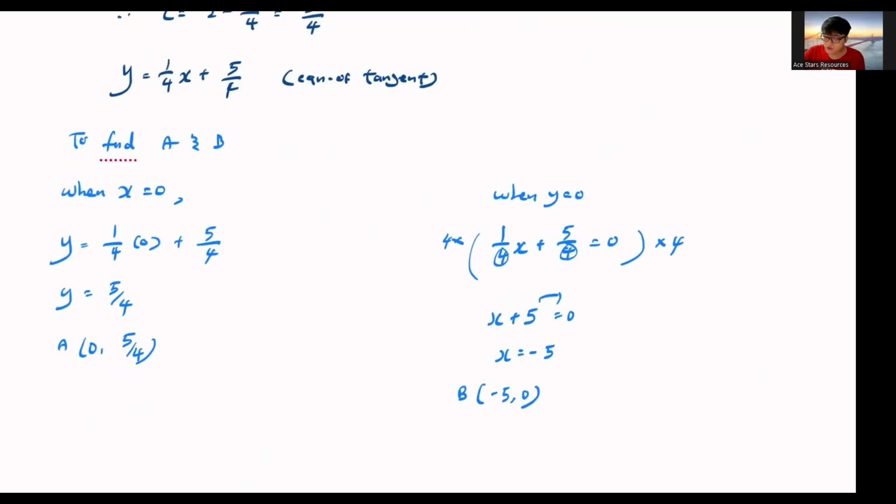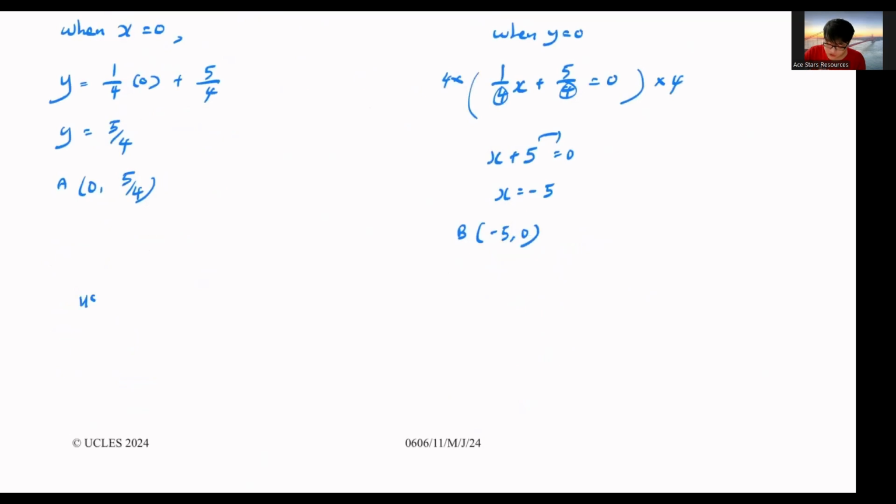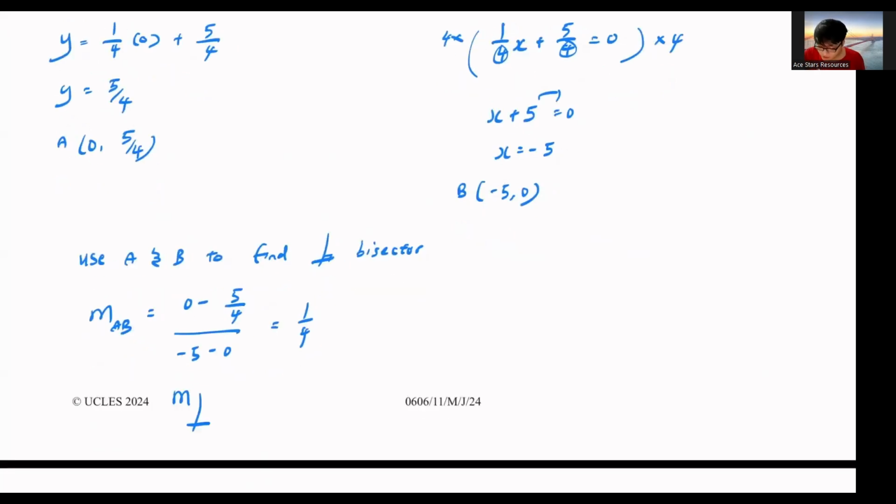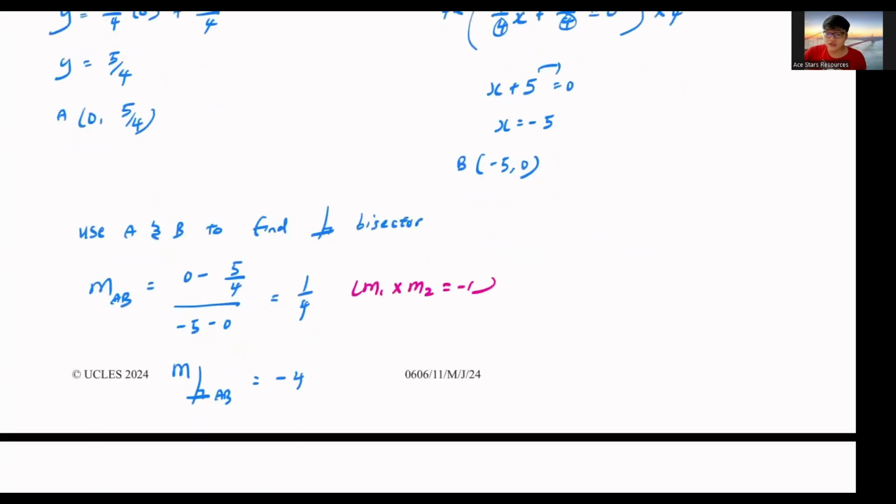So use points A and B to find the perpendicular bisector. The gradient of AB will be (0 minus 5 over 4) over (negative 5 minus 0). So just punch your calculator real quick. That's going to be 1 over 4, right? So the gradient perpendicular to AB is going to be negative 4. Don't forget the rule where m1 times m2 is going to be negative 1. So that's the rule of perpendicular gradients.